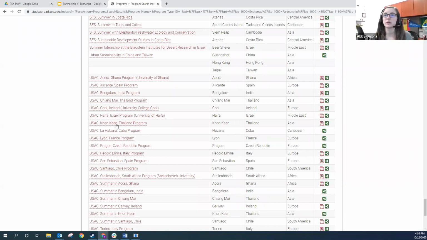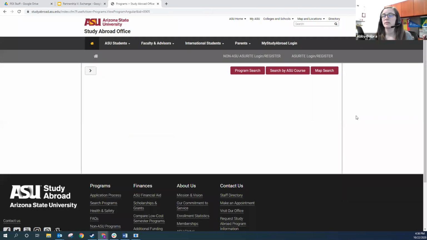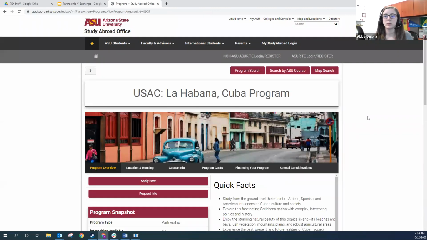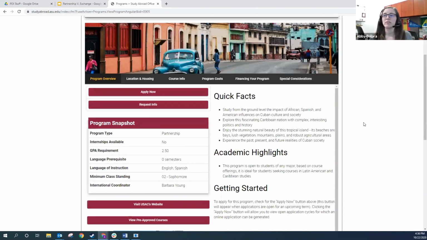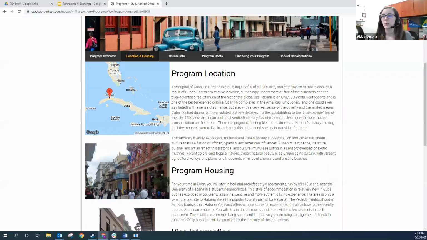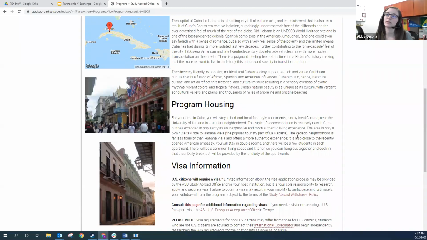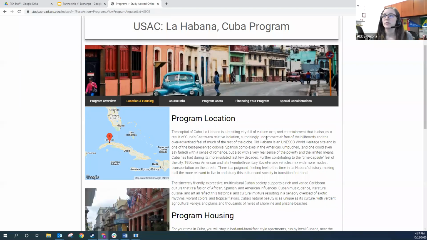Yep. And then if you want to explore a program, you can just click on the program and take a look. These are our new brochure pages. So some of them may look different right now, but this is what they will all look like eventually. And this is where you can find that information about the program, program costs, financing options, location and housing options, whether or not they have a homestay, or if it's a partnership program, it may be just an apartment option, just depends. So this is the best way to look through the programs and figure out what may work best for you.